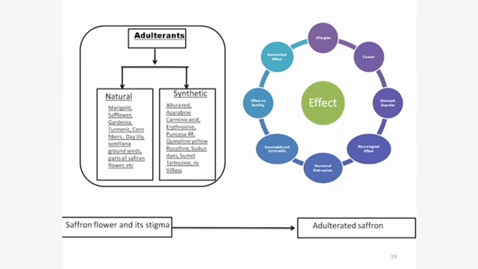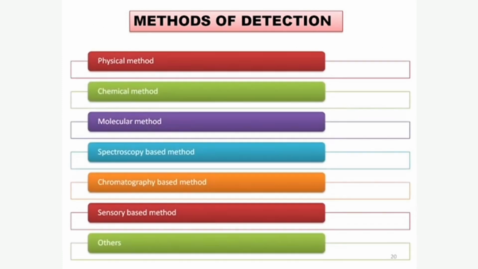Next we see how the adulteration of saffron can be detected. We discuss the methods of detection, the various methods through which we detect saffron adulteration. Various methods and techniques have been developed to detect adulteration in saffron. The first is the physical method, which includes visual inspection and microscopic examination to identify the physical differences between pure saffron and its adulterants.